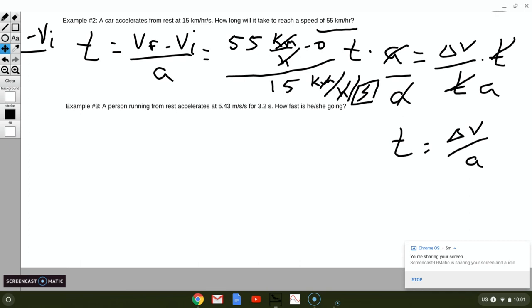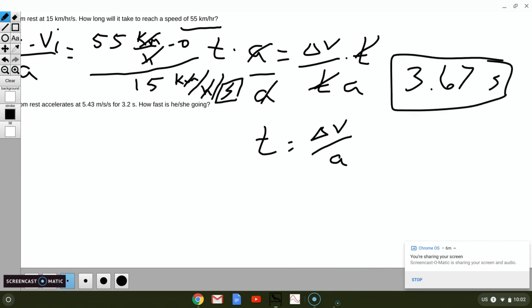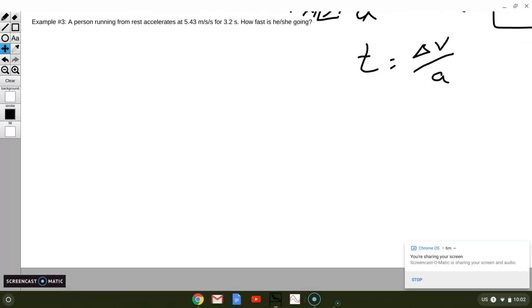All right, so now it's just 55 divided by 15. And in my head, I think this comes out to be 3.67 seconds. I'm going to run this through a calculator to double check. So hold on a second here to get the calculator going. 55 divided by 15. Yep, 3.6. It's actually 3.6 repeating, so 3.67 because we're going to round that. Okay. All right. Finally, we've got number 3.